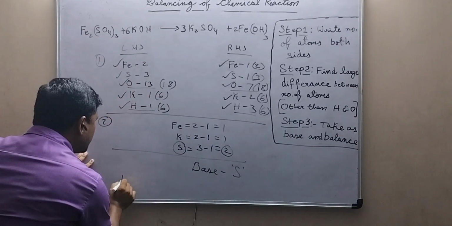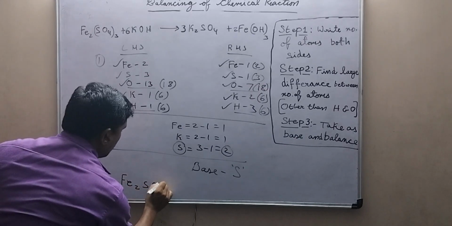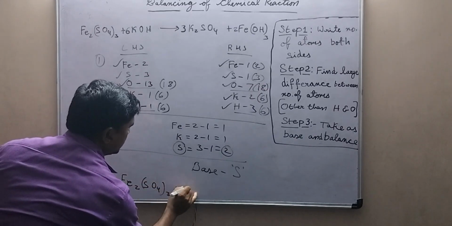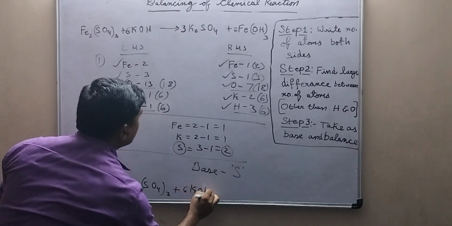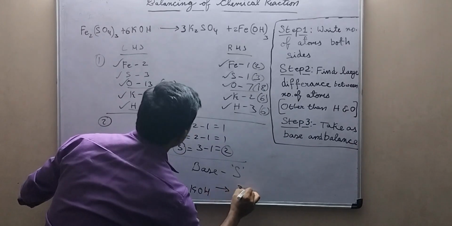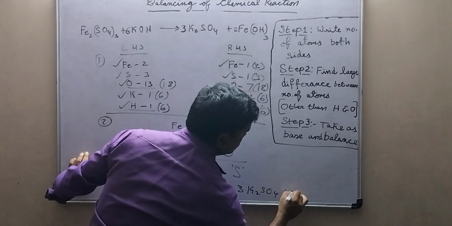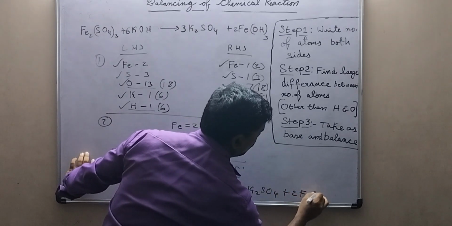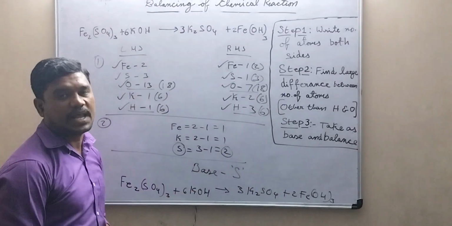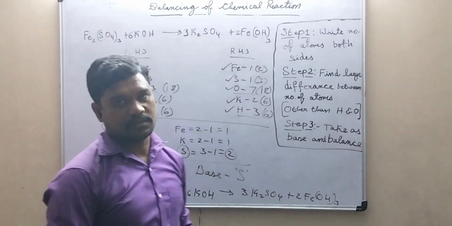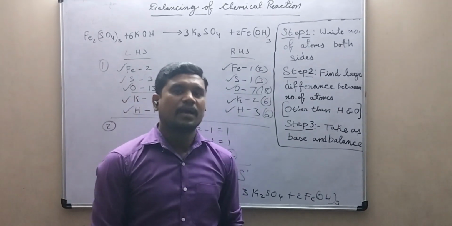So the complete balanced reaction is Fe2(SO4)3 plus 6 KOH gives rise to 3 K2SO4 plus 2 Fe(OH)3. So this is a complete balanced chemical reaction. This is the simple way to balance a chemical reaction.